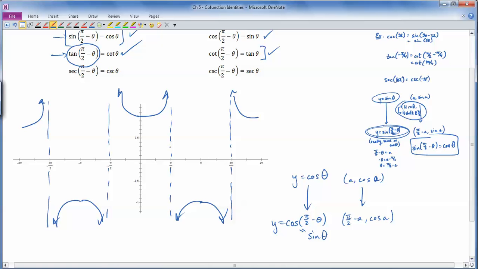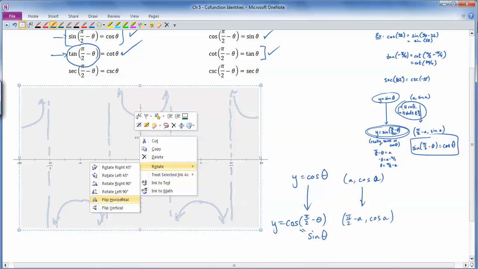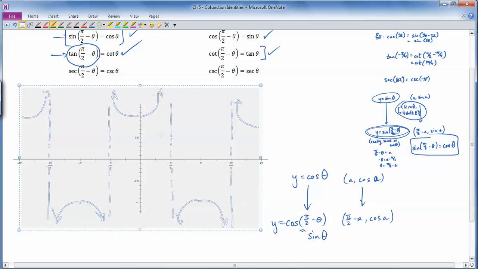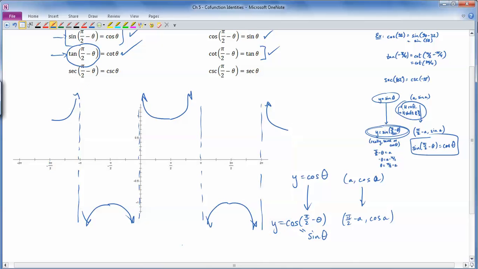We're going to do the horizontal reflection and then the pi over 2 to the right. So let's do that. So flip horizontally, which is the same graph anyway, and then pi over 2 to the right. And now we've got the graph of cosecant instead of secant. And you could do the same thing to get secant back if you wanted to. So that's these last two here.